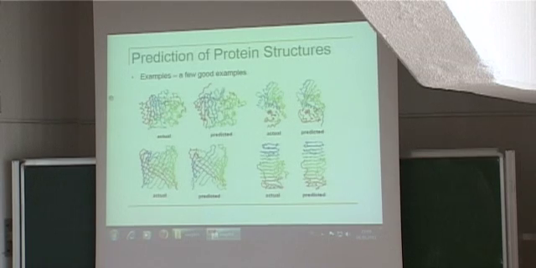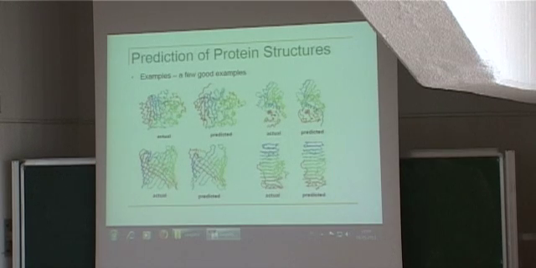And here are some real results of threading programs. Here is the actual structure of a protein, and this is the predicted structure. As you can see, they're really close in shape. This is the actual, this is the predicted, actual, predicted. So threading can get really good, accurate predictions for some structures. But it doesn't mean that it is going to work for every structure.